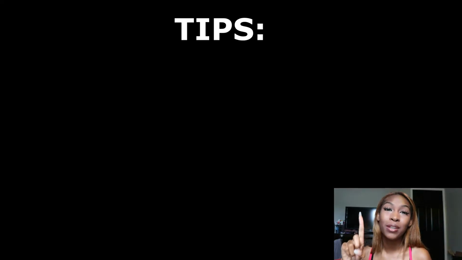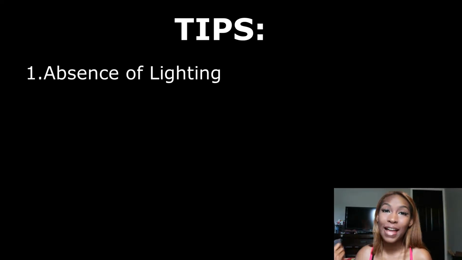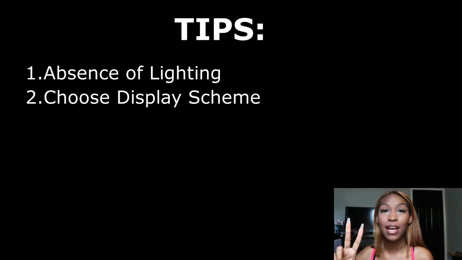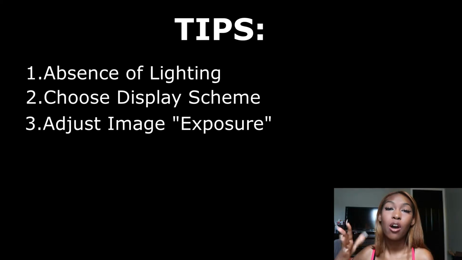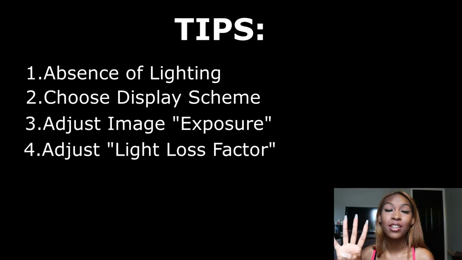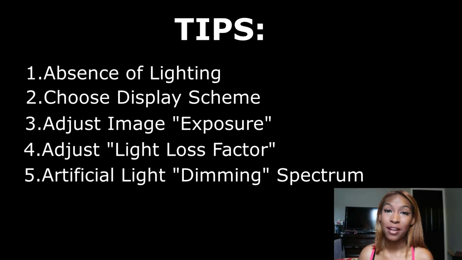So I'm going to give you guys 5 tips on how to problem solve any lighting issues you may have. The first one is to avoid total lack of lighting implementation. The second is to choose your scheme of light display. The third is to adjust the image exposure. Fourth is adjusting the light bulb light loss factor. And fifth, to check the artificial light dimming spectrum.